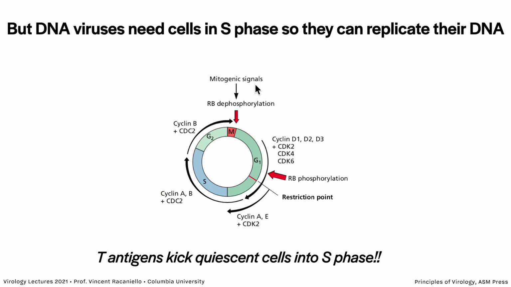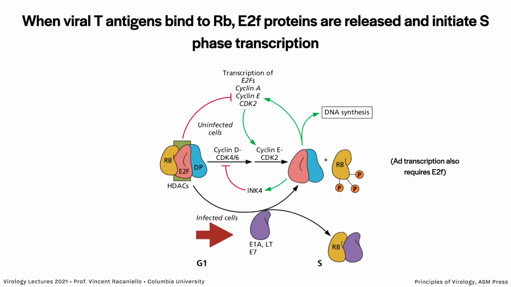However, we know already that viruses need to have cells in S phase so they can replicate their DNA. And we've talked about this before. If a virus gets into a quiescent cell, it will cause RB to come off E2F. The phosphorylation is a normal cellular way to get RB off E2F. Viruses do it another way. They do it via T antigens. The T antigens are needed to kick the cells into S phase.